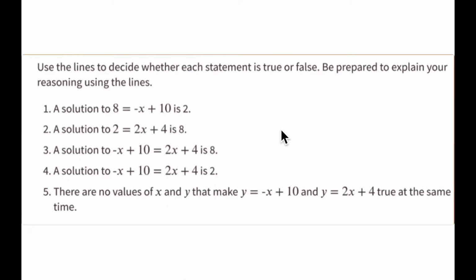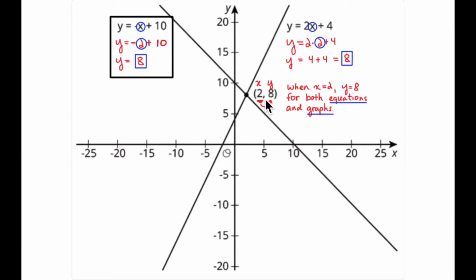With the transitive property in mind, determine whether each of these statements is true or false. So the first statement: if x is 2, does y equal 8? And that statement is true. When you replace x with 2 and work through this, you get an answer of y equals 8. So on the graph, when x is 2, y is equal to 8 for this equation right here, y equals negative x plus 10.